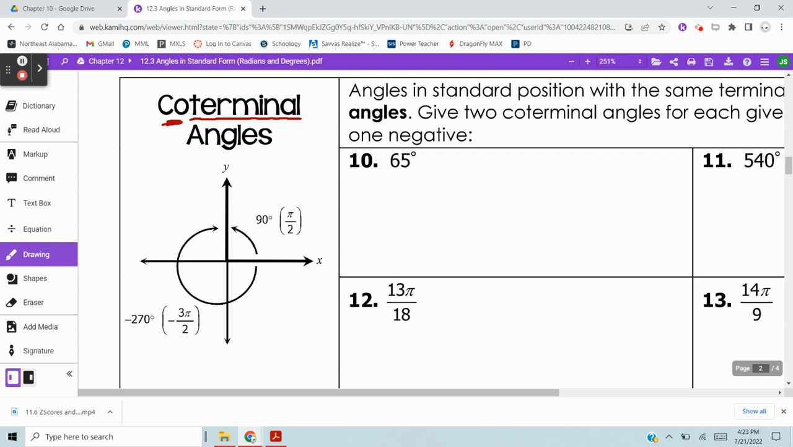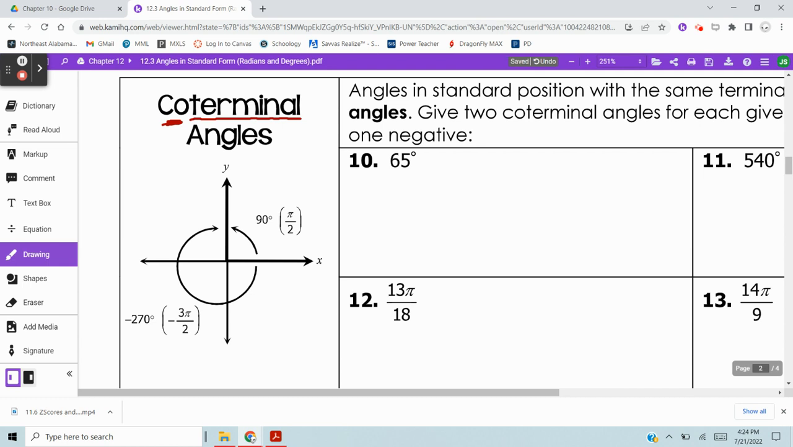So the way that you would get sharing terminal sides, notice here they've graphed a 90-degree angle. And they've also graphed a negative 270, or a pi over 2. Remember that pi is 180, 180 divided by 2 is 90. And a negative 270 and 90 are coterminal angles because they share the same terminal side.